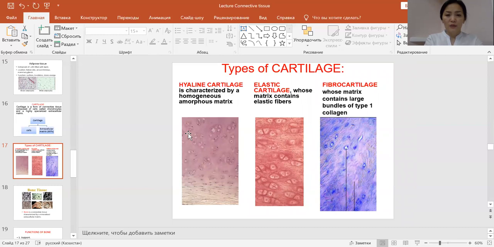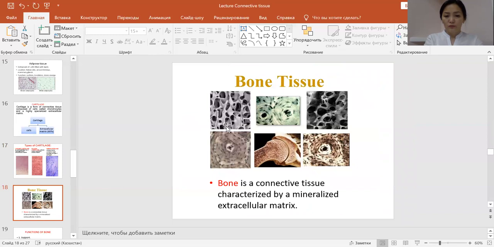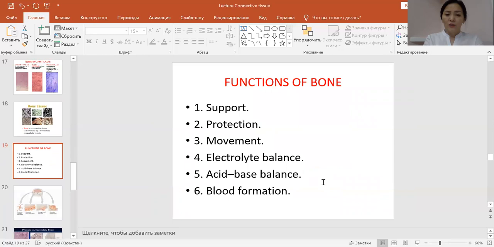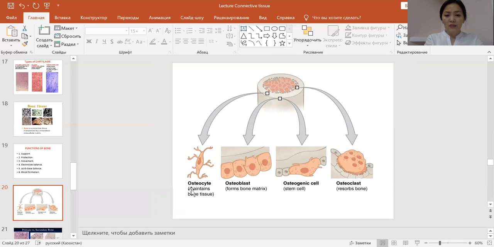The next type of connective tissue is bone. Bone is a connective tissue whose matrix part consists of minerals. Its functions, of course, first supporting, another function protection, also responsible for movement, can regulate electrolyte balance, can regulate acid base balance, and also responsible for blood formation. If you remember, bone marrow of the bones is responsible for blood formation. The bone morphology consists of the following cells: osteocytes, which maintain bone tissue, osteoblasts, which form bone matrix, osteogenic cells, which can work as stem cells, and osteoclasts, which can destroy matrix of the bone.